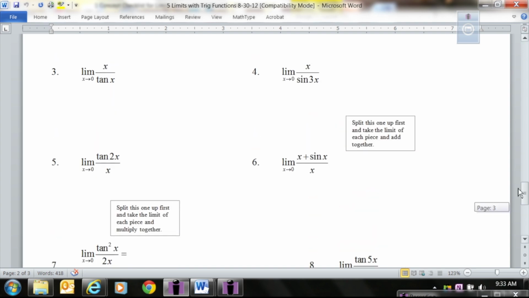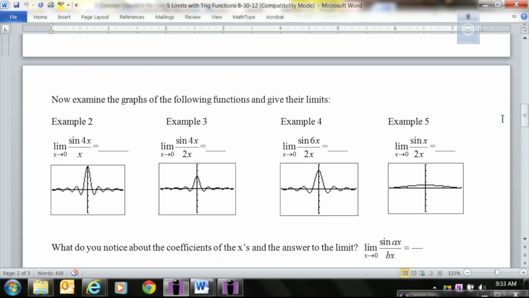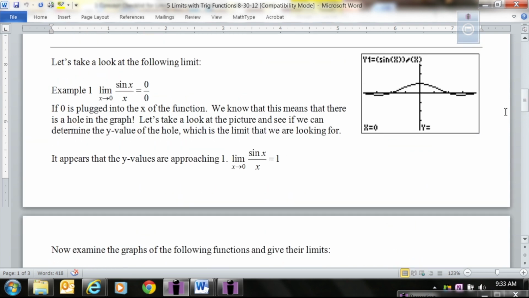And so the big pattern is that anytime, and let me go back. In this one, it says, hey, look, there's a hole in the graph, because if you trace over, notice that at x equals 0, there's not anything there, which means there's a hole. Well, we know that when we get 0 over 0, that normally means there's a hole in the graph, and there is in this case.